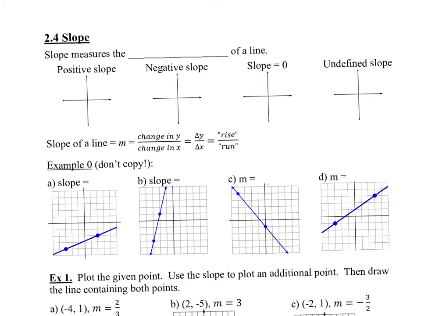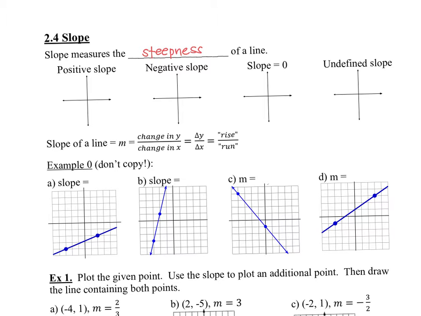In section 2.3, we talked about intercepts of a line. So the next characteristic of a line we're going to talk about is the slope of a line. The slope measures the steepness of a line. Just like on a mountain, if it's a very steep mountain, it has a high slope. If it's a very flat path, then it has a slope of 0.